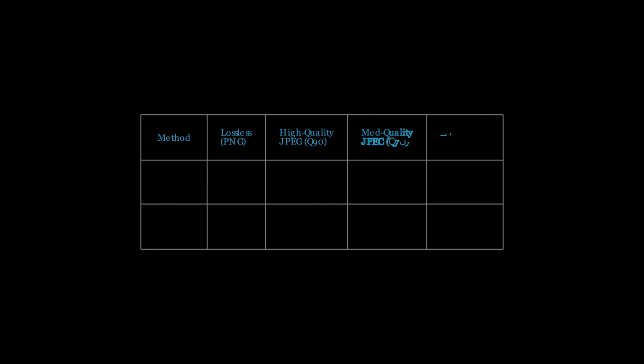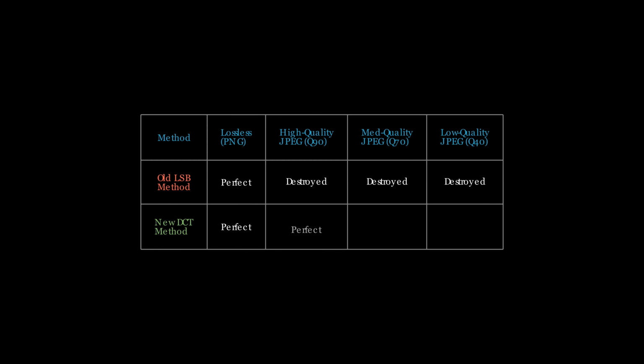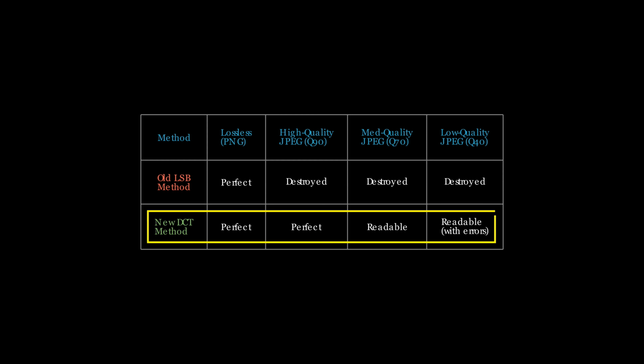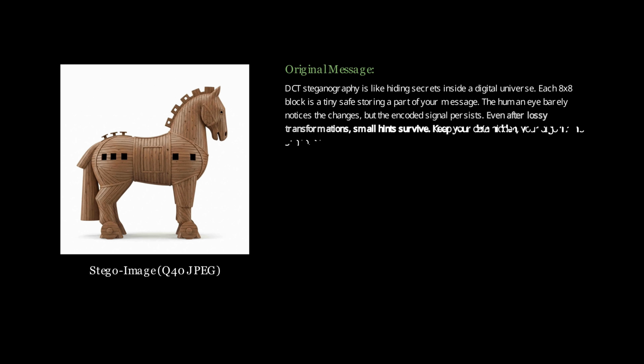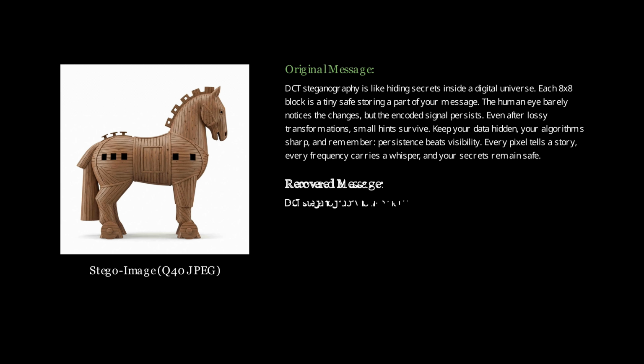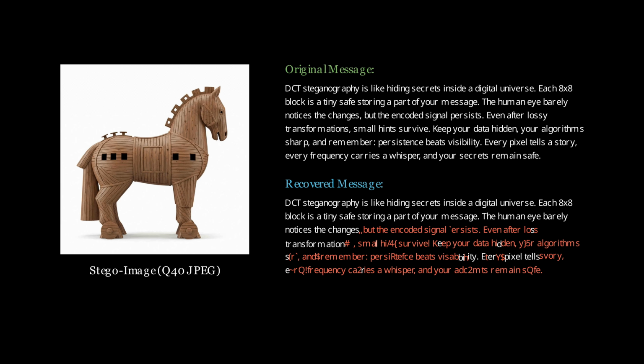Here is a direct comparison between our old LSB method and the new DCT method. This table says it all. The old method was incredibly fragile, breaking with any amount of compression. But this new DCT-based method succeeded. The hidden message survives the majority of common compression scenarios, like uploading an image to social media. Even at a low quality of something like 40, the DCT message was somehow still readable, with a couple of character errors, but the message was there.